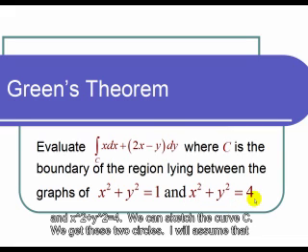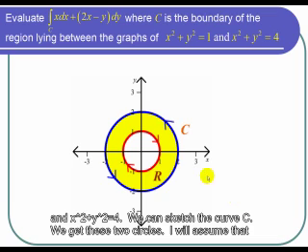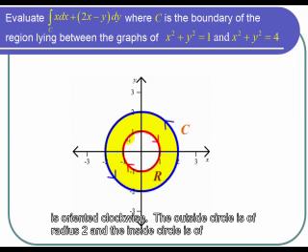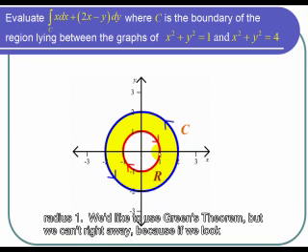So we can sketch the curve C, and we get these two circles. And I'm going to assume that they meant that the outside circle is oriented counterclockwise, and the inside circle is oriented clockwise. The outside circle is of radius 2, and the inside circle is of radius 1.